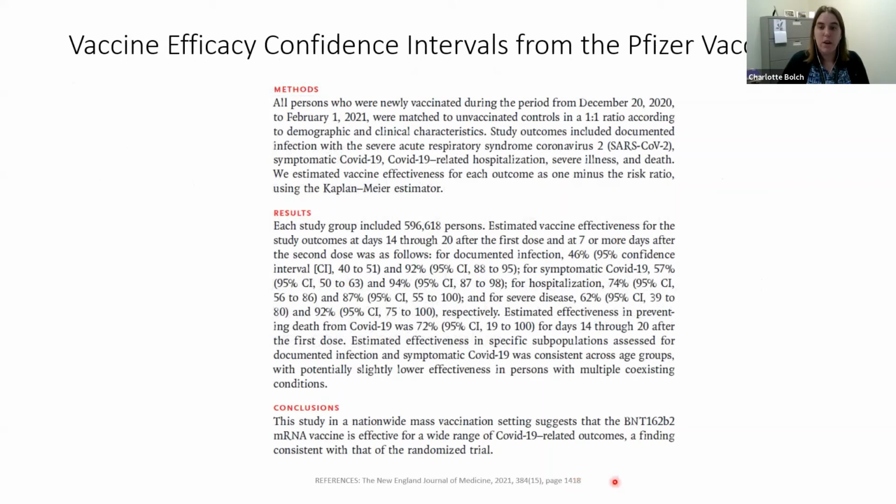And so to wrap up, I wanted to show you again that confidence intervals are also reported a lot in the vaccine trial studies. So this is the abstract from the Pfizer vaccine trial. For example, in this abstract, we see the following sentence. The estimated effectiveness in preventing death from COVID-19 was 72% for days 14 to 20 after the first dose, with a 95% confidence interval from 19 to 100. So this is a fairly large confidence interval with lots of variation in the vaccine effectiveness at that time point, but it is based on the vaccine effectiveness after that first dose.